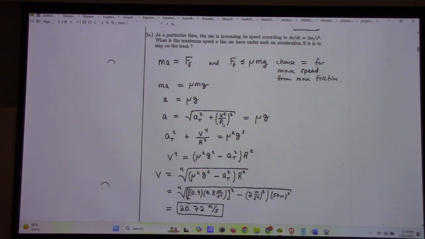So the big idea here, of course, is that for something to go in circular motion, something has to make that happen, right? Things don't just go in circles for no reason, right?